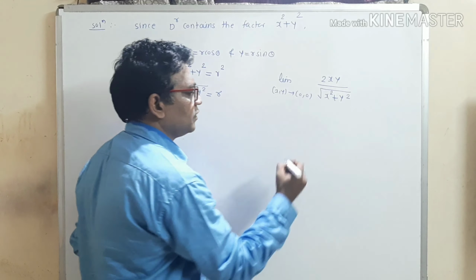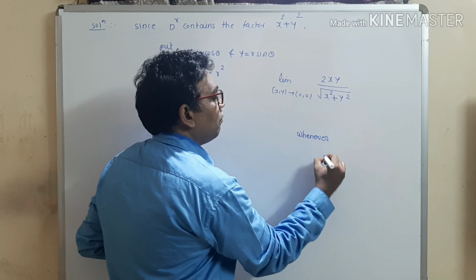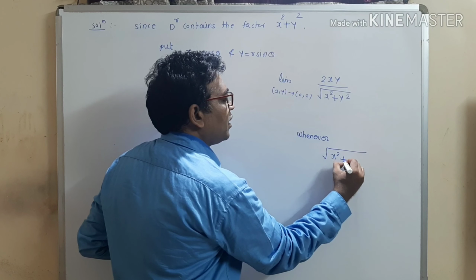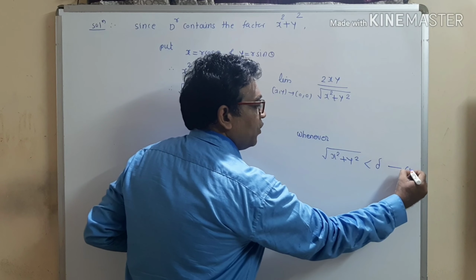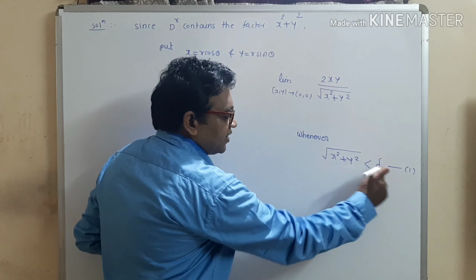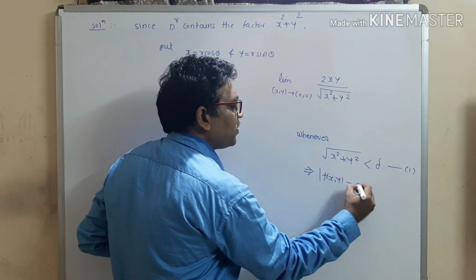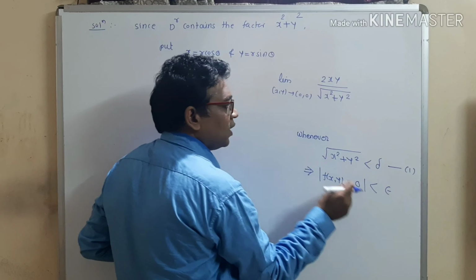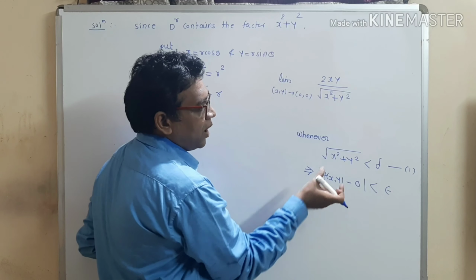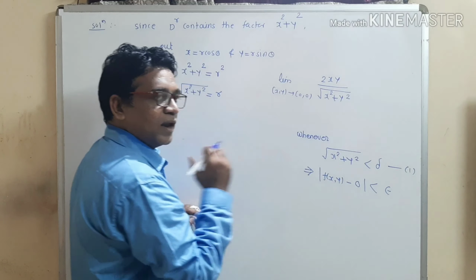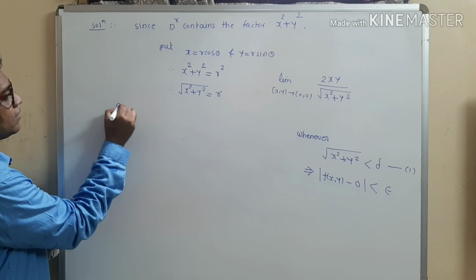So what is the analytical method? This is the definition. Whenever under root x square plus y square is less than delta, this is our known equation. Take this equation and using this equation prove that mod f(x,y) minus 0 is less than epsilon. Then according to the definition of limit, this 0 is called the limit of the function, and we want to show that 0 is the limit. So this is our starting step. So write down the step, write down, consider.